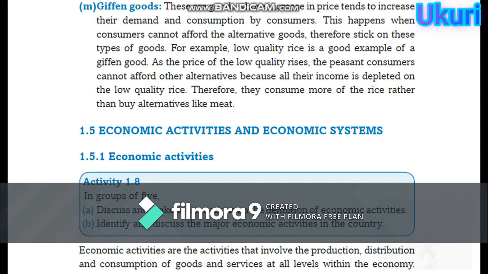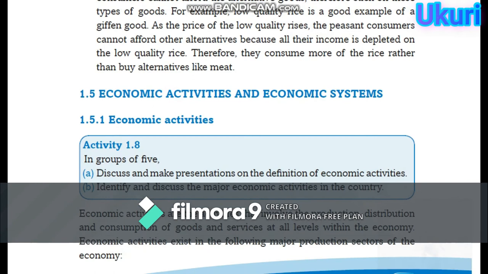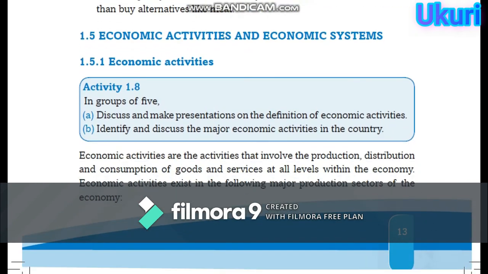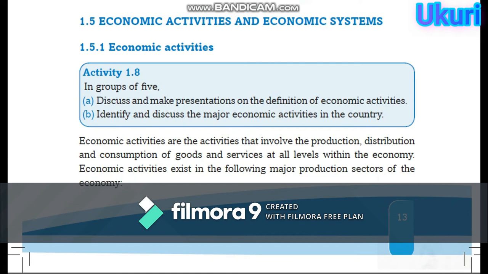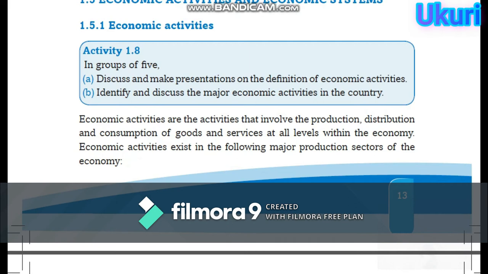So we are going to see what economic activities and economic systems are. In a group of five, now you are going to identify economic activities and economic systems. Discuss and make a presentation on the definition of economic activities. If you are with neighbors or classmates, please sit together and discuss this topic about the definition of economic activities. B, identify and discuss the major economic activities in your country.